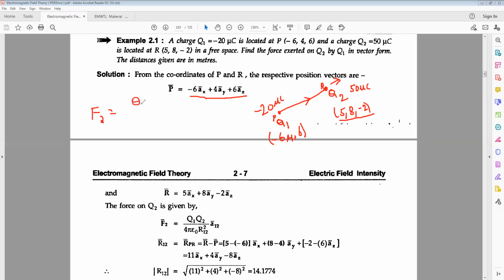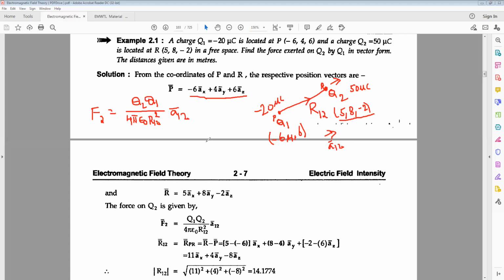F2 is equal to the product of the two charges Q1 Q2, inversely proportional to the square of the distance between them. What is the distance here? R, from R1 to R2. And 1 by K is the proportionality constant, that is 1 by 4 pi epsilon naught, divided by R12 square, the square of the distance between them. And it is towards the direction A12 bar, the unit vector.